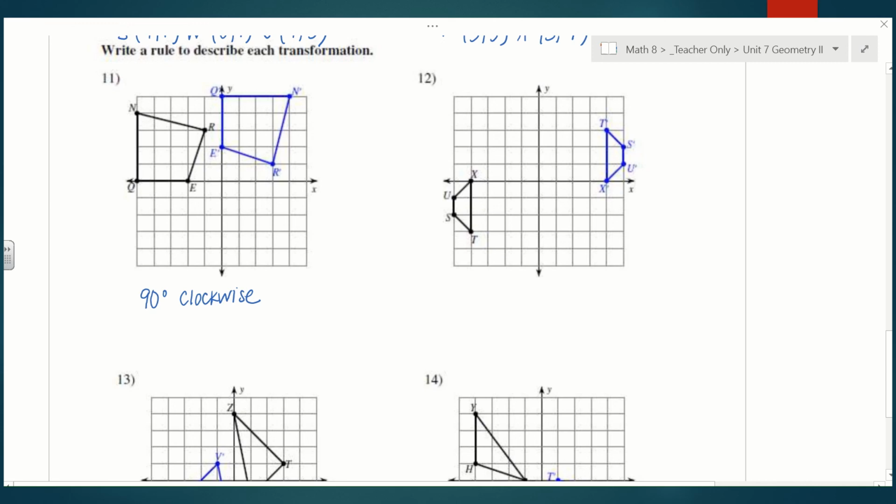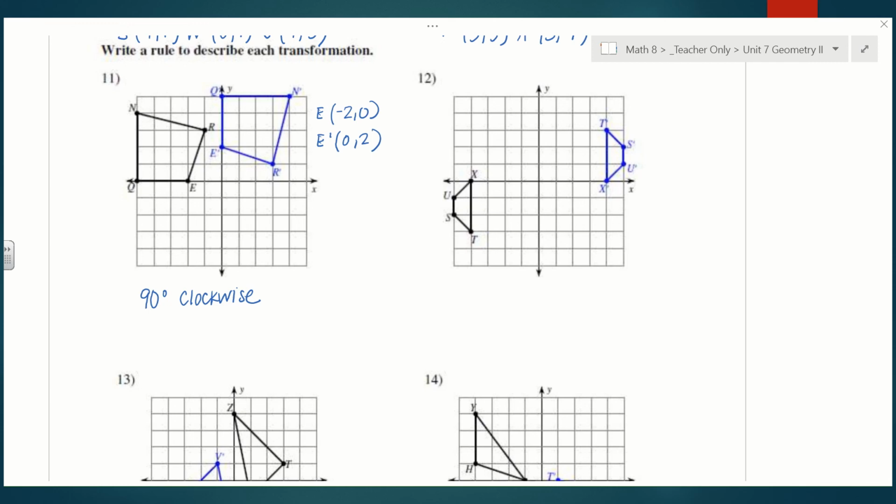And if you wanted to, you could check a point to make sure that that's accurate. So for example, if I check E, E was originally -2, 0. E prime is now 0, 2. And remember, for a 90 degree rotation, the y coordinate becomes the opposite and goes first, and the x coordinate becomes the y coordinate. So that's just a way to double check that you were correct.